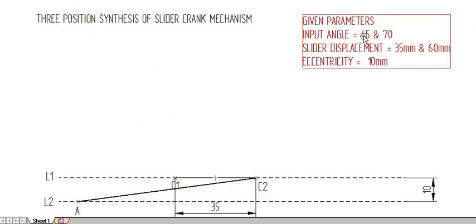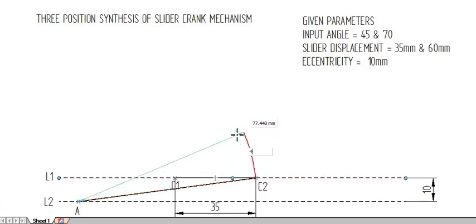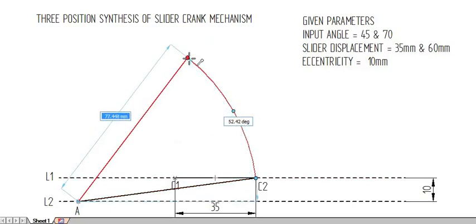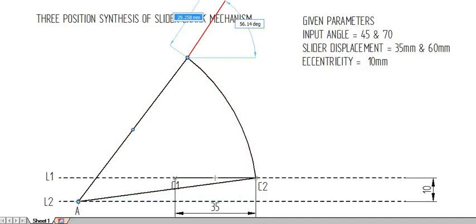After that, I am taking the first input angle, that is 45 degree, and drawing an arc with center as A and radius as AC2. 45 degree, joining A and the endpoint of the arc, and marking the endpoint of the arc as C2 dash.